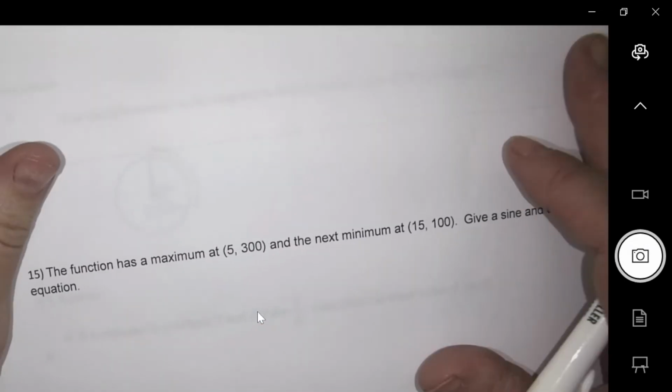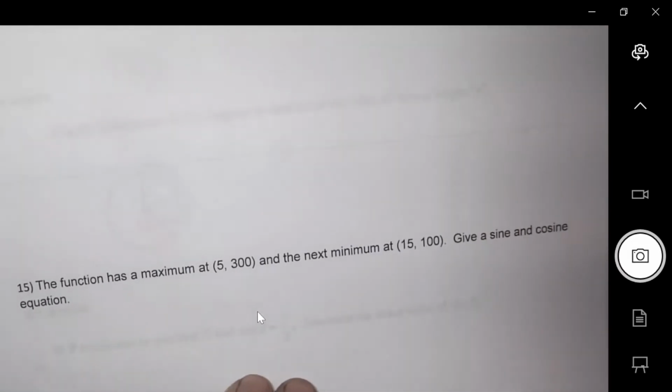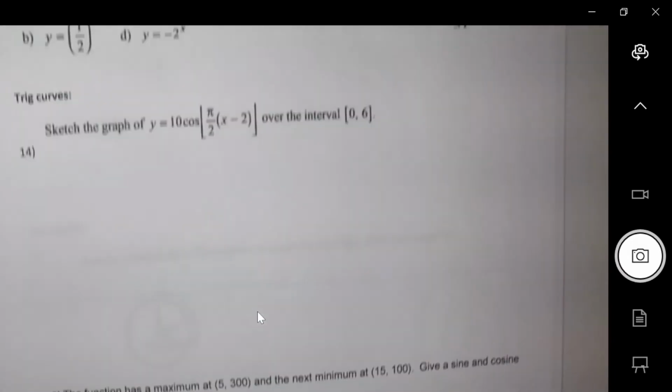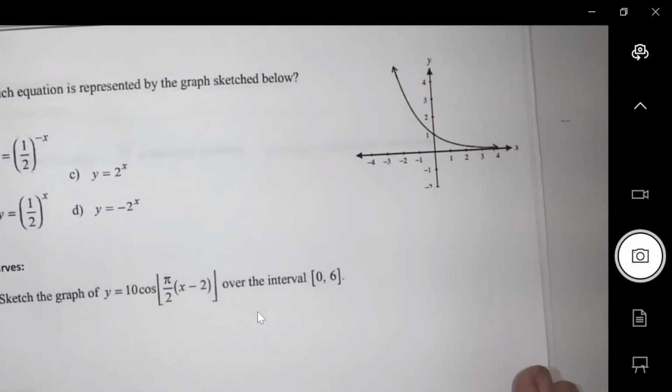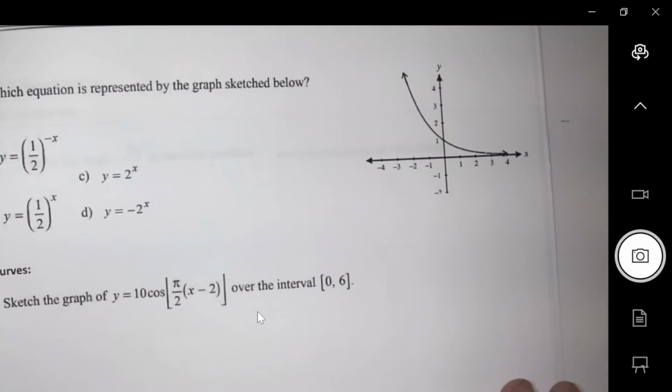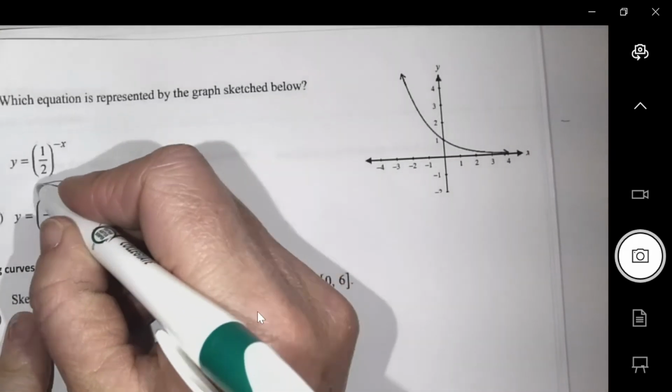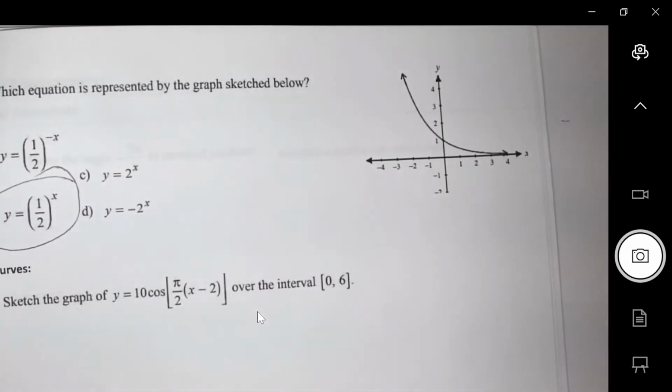Okay, we can do it. One more page of graphing. Oh, speaking of that one, Keegan, there's your answer. Okay, what did I just say about exponentials? How do you make something decrease? The base is less than 1.